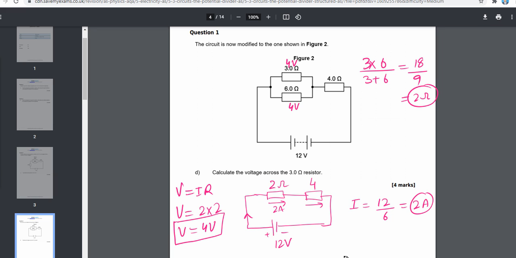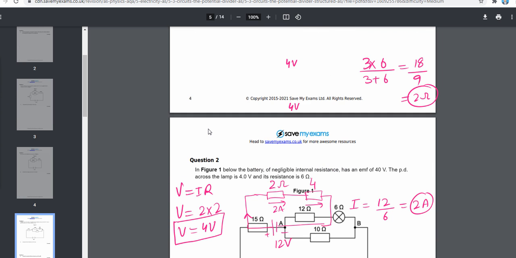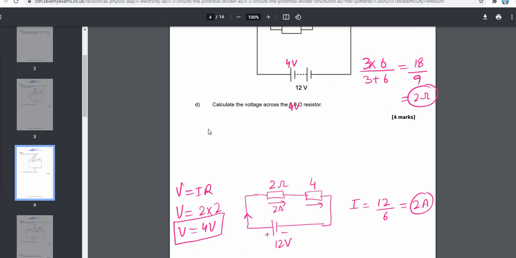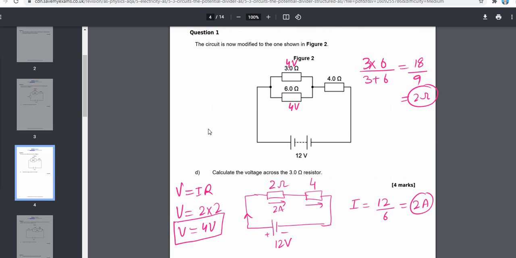So this is it. We have got the voltage, and I think this question is done. Yeah, so this is it for this section, and hopefully you understood that. Thank you.